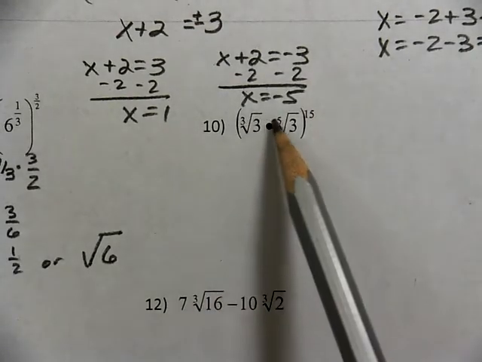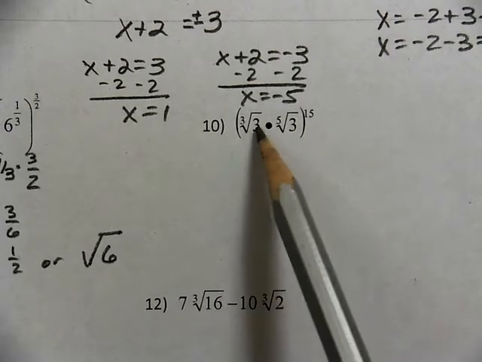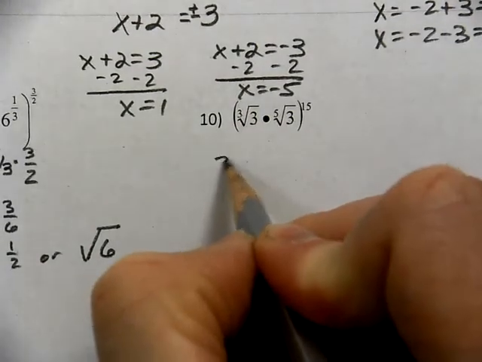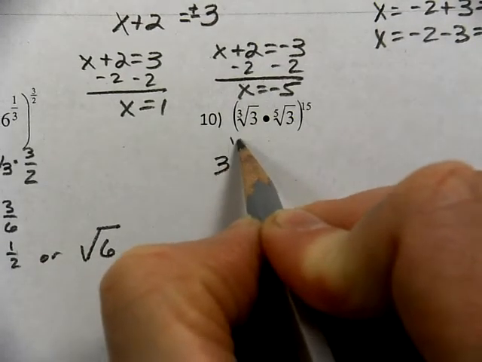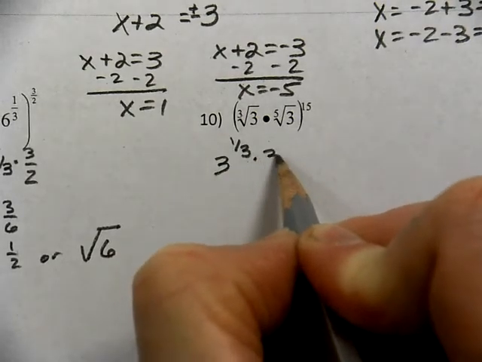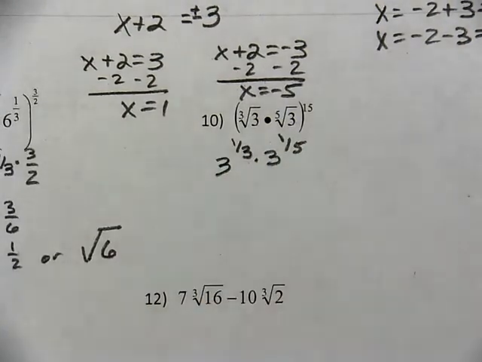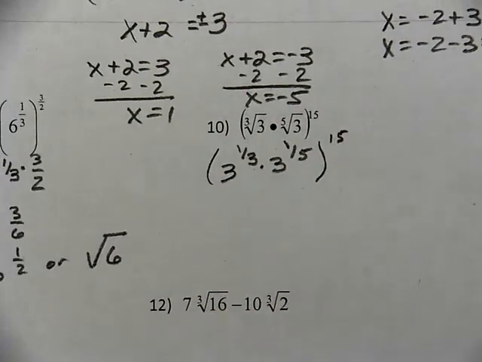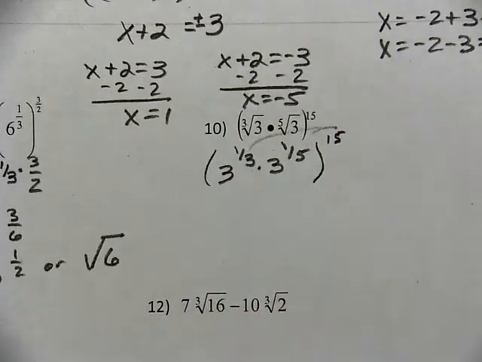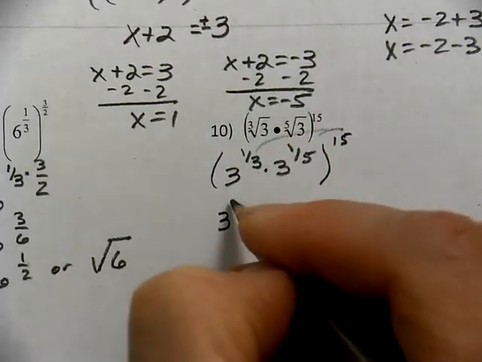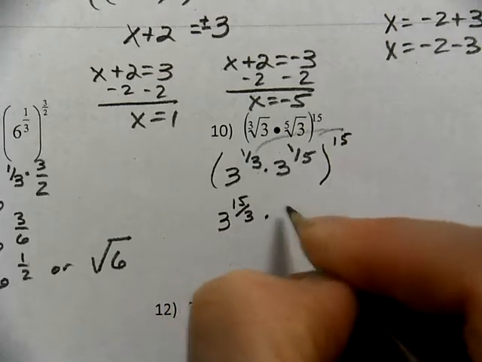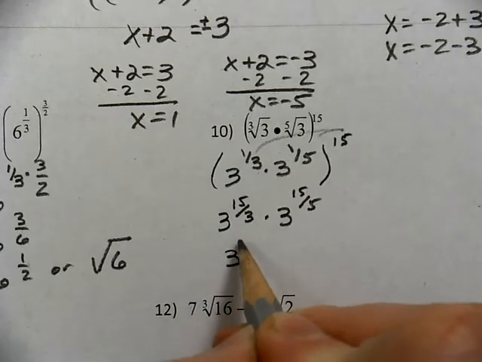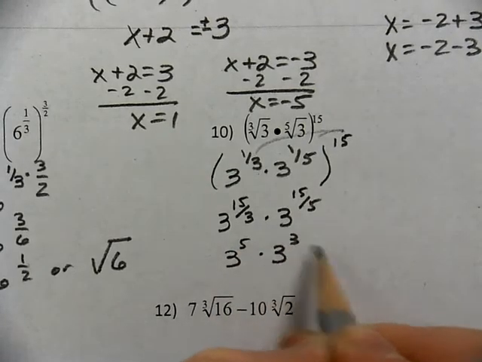Now, because our indexes are different, we cannot multiply the radicands together. So really, one of the useful ways to do this is to break it into fractional exponents or rational exponents. Then we would distribute the 15 through. And that would give us 3 over 5 times 3 over 3.